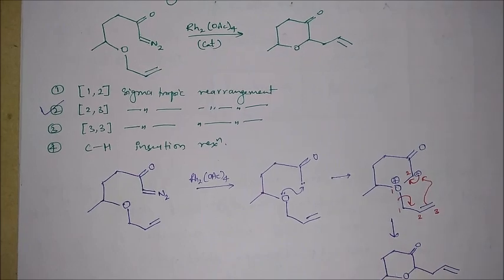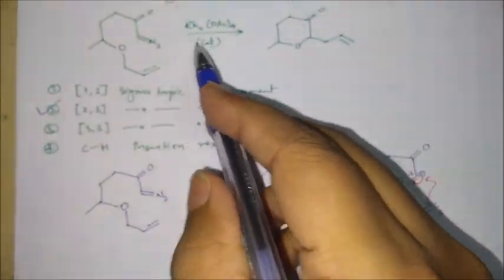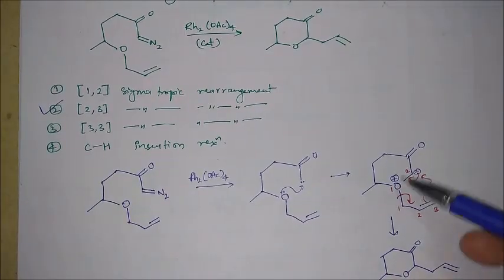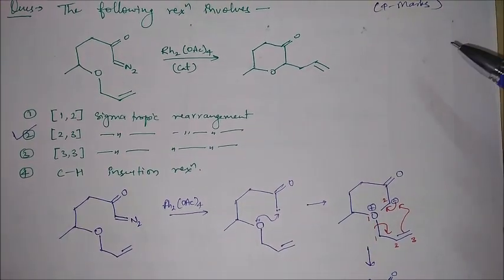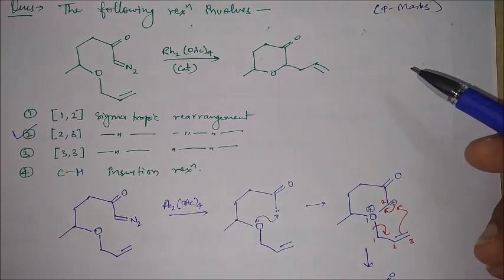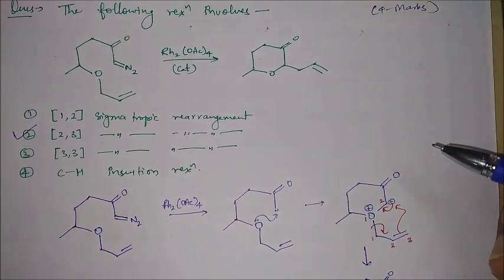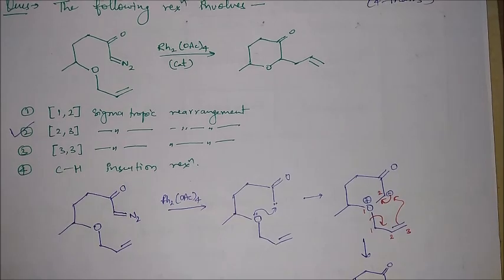So see how simple the reaction is. Just by knowing a few reagents and by numbering easily, you can score 4 marks. So that's why I used to tell that pericyclic reaction is an easy part of your organic chemistry. Let's try to solve a few more questions which have been asked on this.